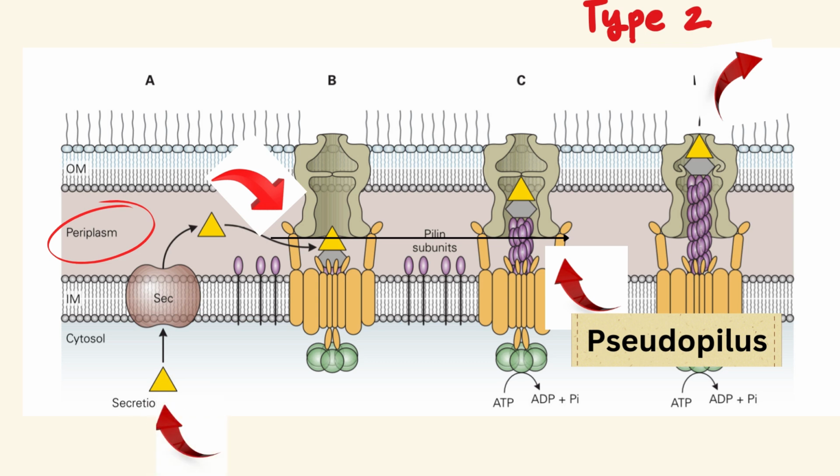Secretion substrates are delivered to the periplasm by the SEC or TAT systems. The inner membrane complex then aligns with an outer membrane pore, and the pseudopilus extends from the inner membrane, binding secretion substrates at its tip. ATP hydrolysis by a cytoplasmic ATPase drives pilin subunits into the pseudopilus, which then extends, pushing the substrates through the outer membrane and out of the cell.